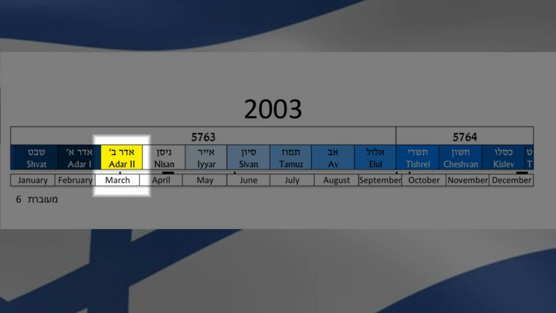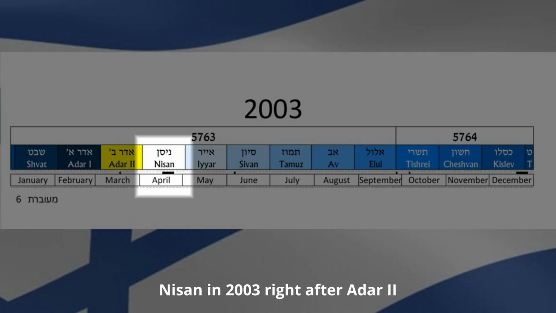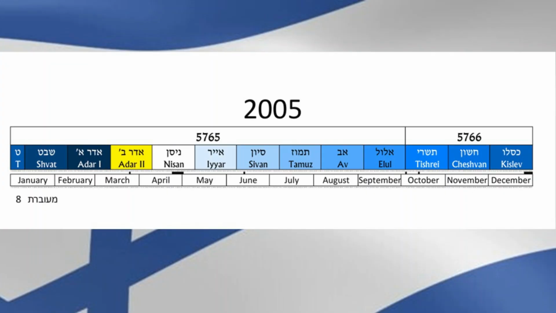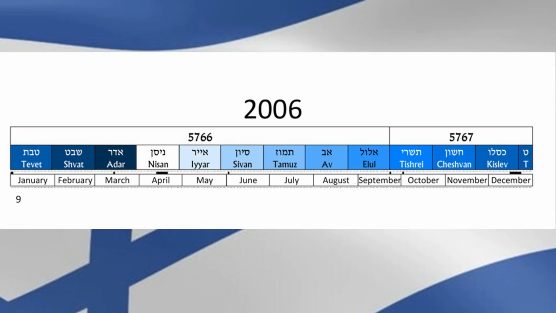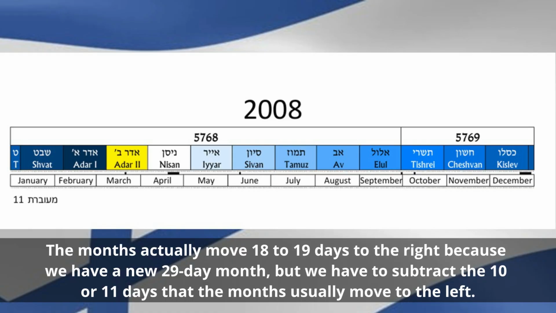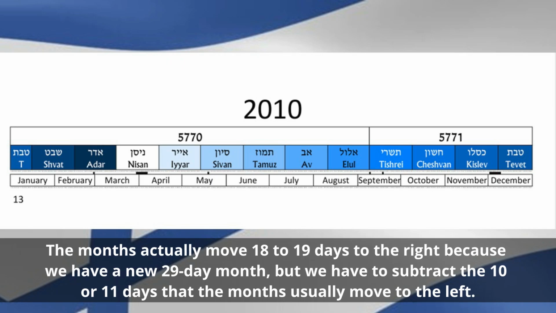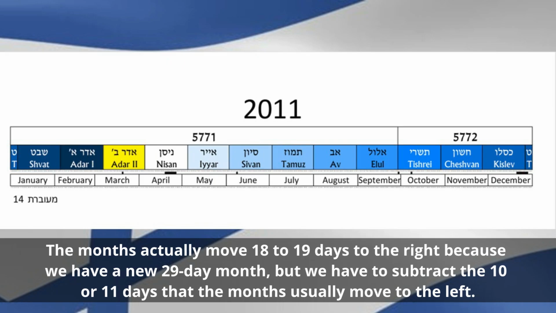So when there's a second Adar, it pushes all of the other months back over to the right later in the year. So the Hebrew months are moving 10 days to the left for a couple of years, and then boom, they move to the right 29 or 30 days. And then they keep moving to the left 10 to 11 days at a time, and then boom, another Adar Bet comes along and moves it to the right.